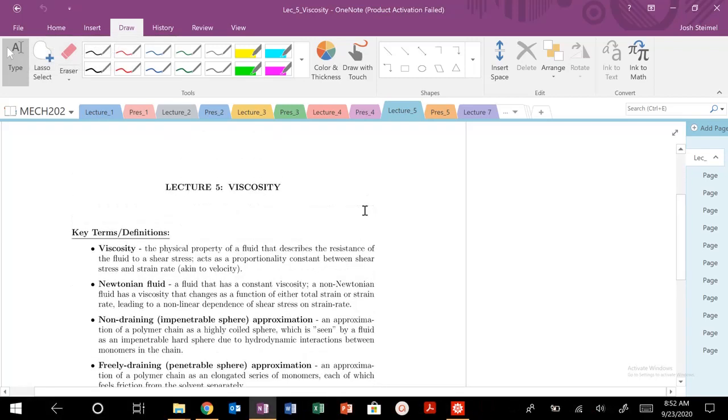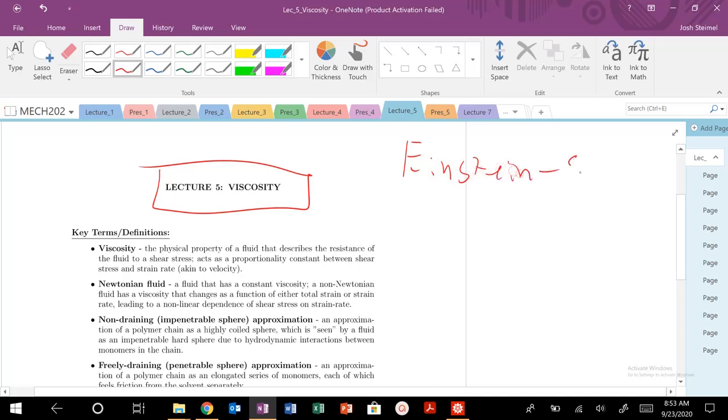Today we are going to talk about viscosity. Viscosity is a critical parameter when we're talking about polymers. We're going to get into several cool equations and regimes. Specifically, we're going to talk about the Einstein-Stokes equation. It's going to talk a little bit about fluid mechanics.